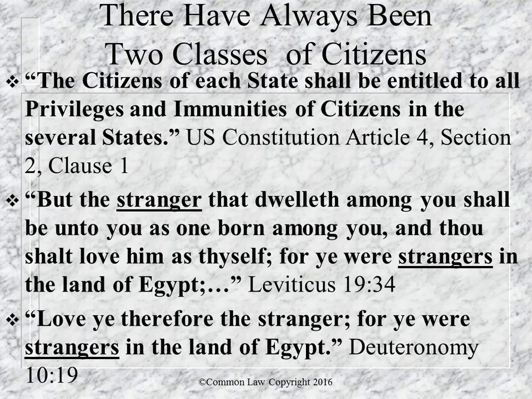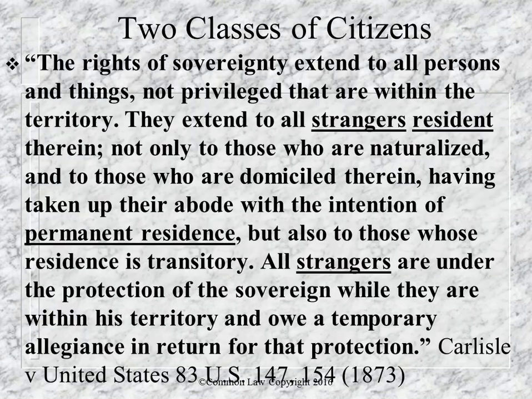You were strangers in the land of Egypt. And I love you, therefore, the stranger, for you were strangers in the land of Egypt. Deuteronomy 10:19 and Leviticus 19:34. The point being is that that's how they enslaved the children of Israel. And all the brain-dead idiots out there letting it happen here. Okay, all you brain-dead idiots, all you sheeple, you're going to all go to hell, too.